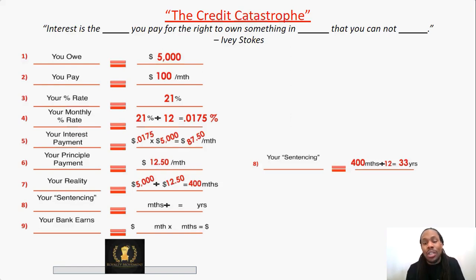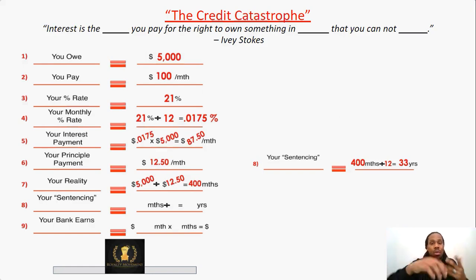So your sentencing, and the reason why we call it a sentencing is because it's almost like you are sentenced. It's like being in bondage to this credit card if you're not careful, based on how the interest is calculated. So your sentencing is 400 months divided by 12 gives you the amount of years, which is 33 years. So this is how a person can be in credit card debt forever if they're not careful.